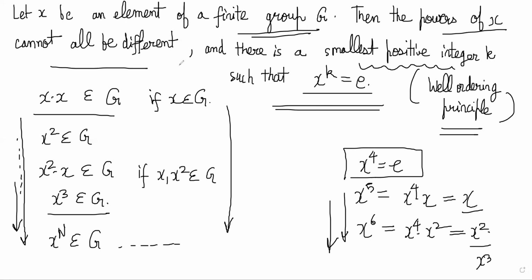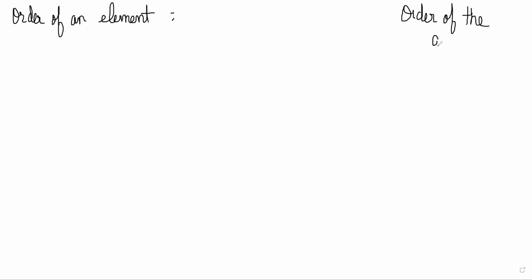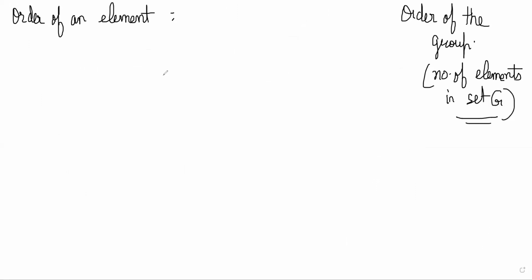Once we have understood this concept, we can now define order of an element x. So I'll write the definition in the next page. So order of an element. Notice that this is different from order of the group. Order of the group was pretty simple. It was the number of elements in the set G. And groups could have finite or infinite order, right? Order of an element, however, is not the same as order of the group.